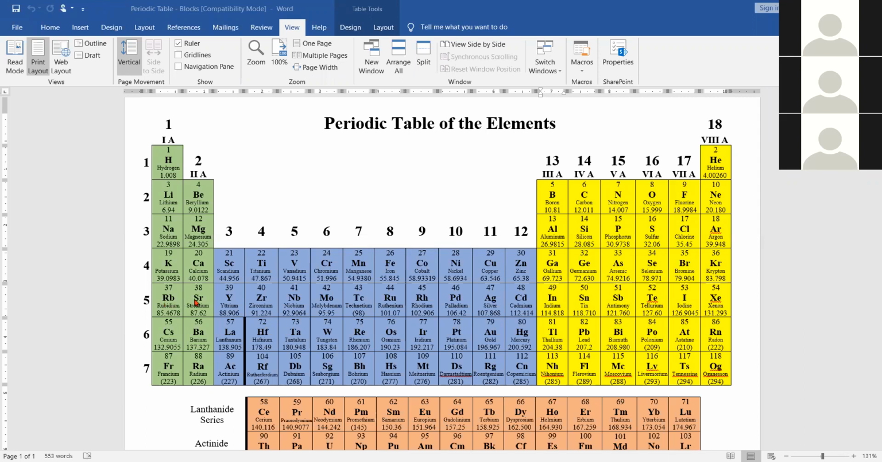Strontium. So strontium's charge is what? Plus how many? Plus 2. Now, I'm going to ask you for an anion. It's isoelectronic with rubidium plus 1. So go back to krypton.